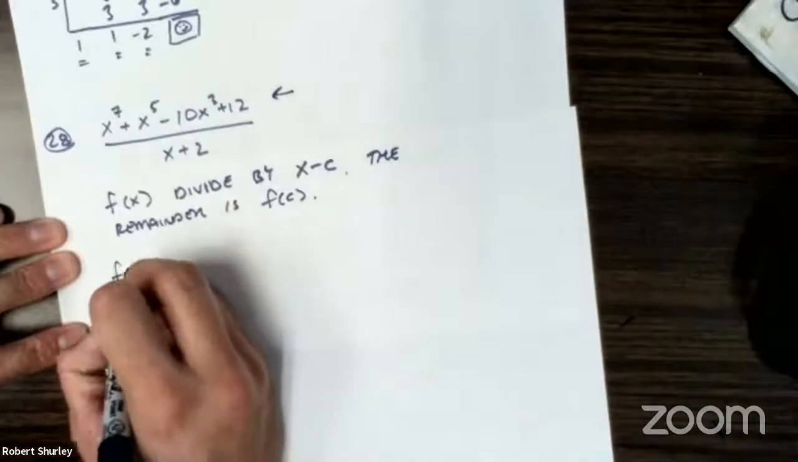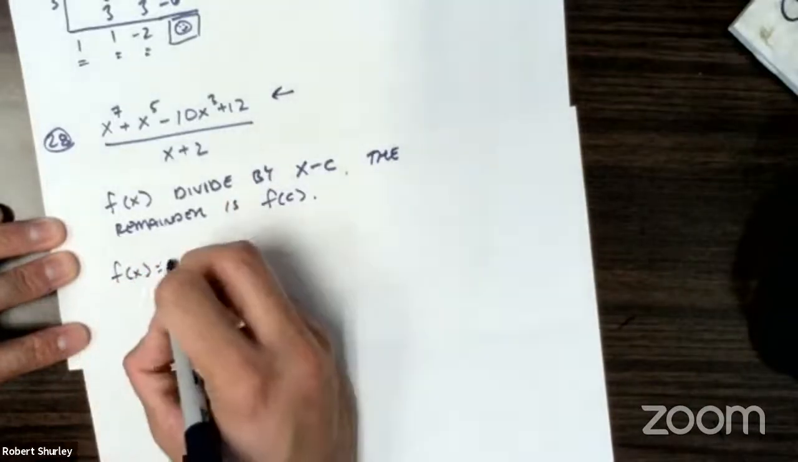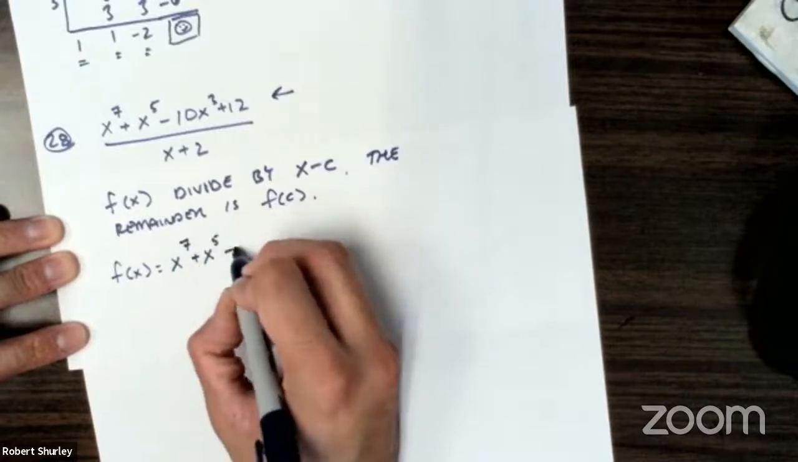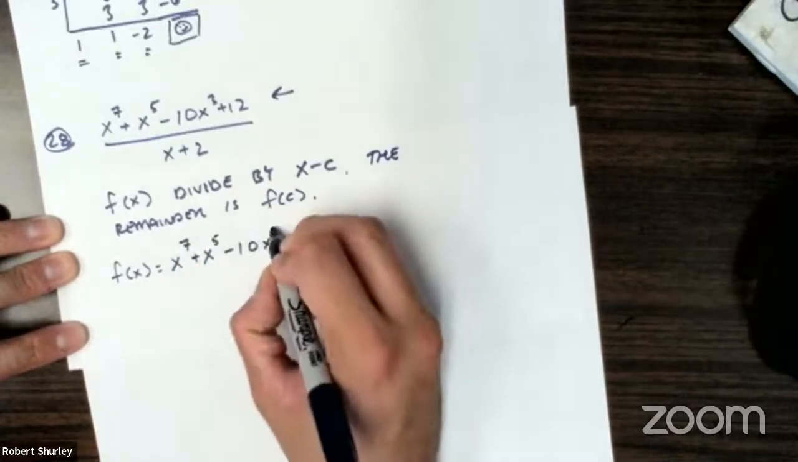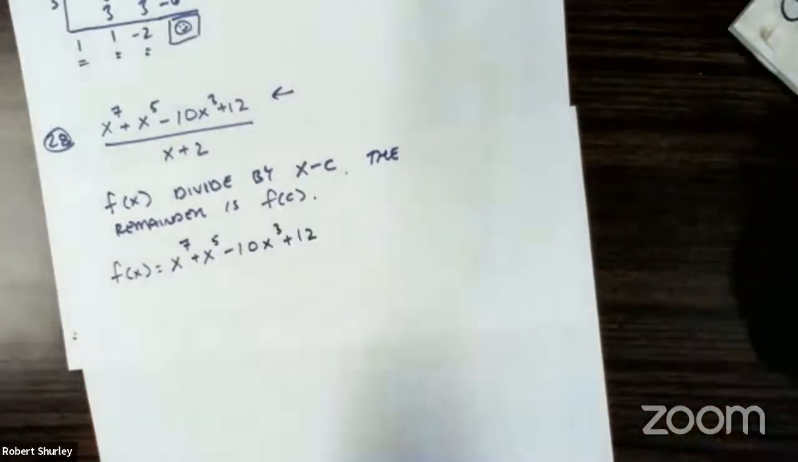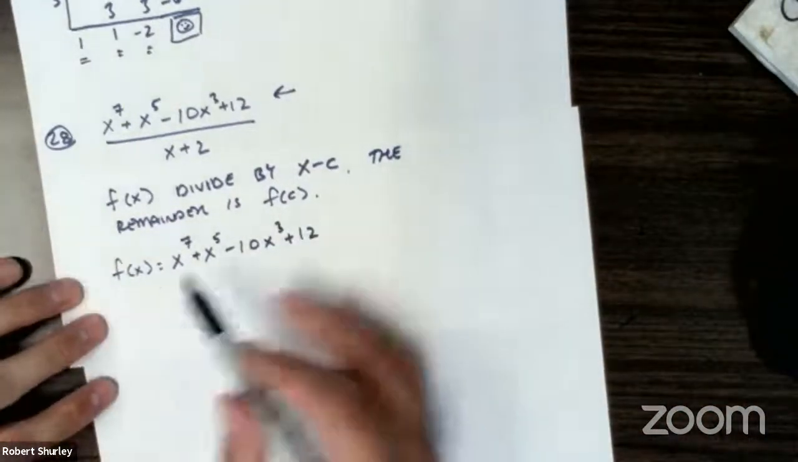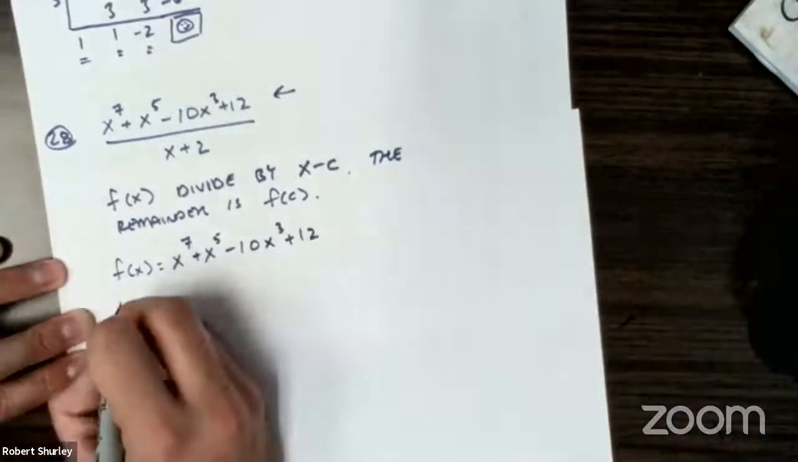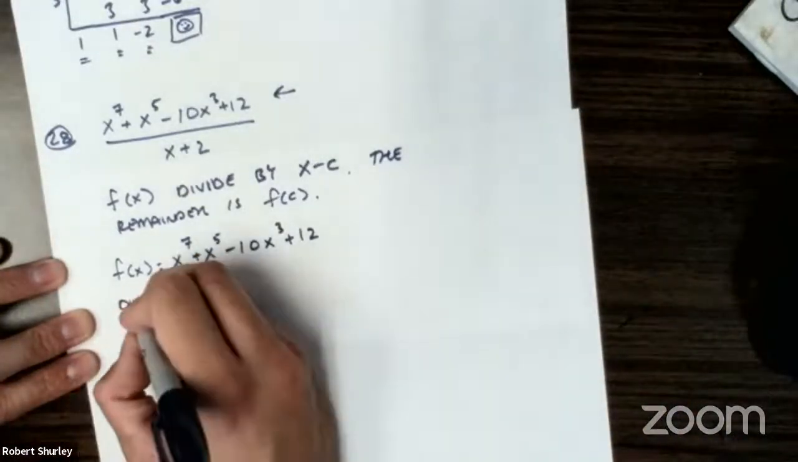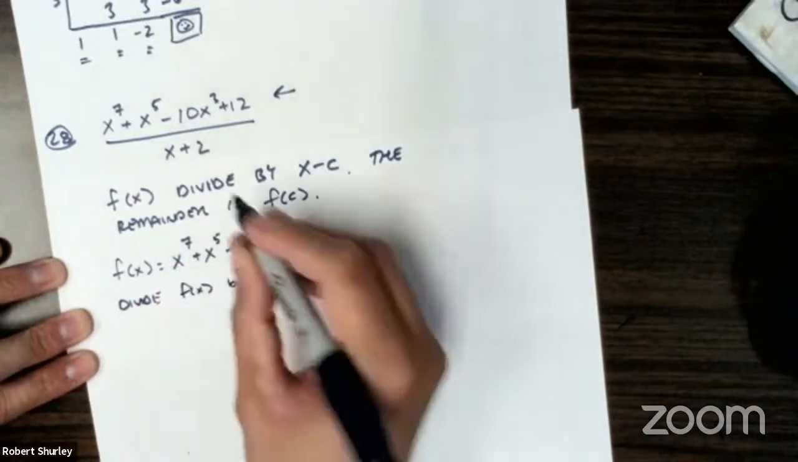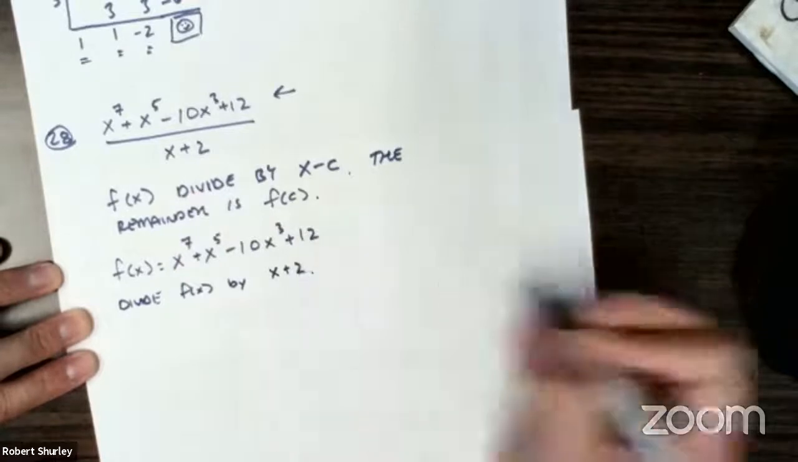Let's say this was actually a function. We'll call it f of x: x to the 7th plus x to the 5th minus 10x cubed plus 12. So instead of it being a dividend right now, it's just a function. We've got this function, and we want to divide f of x by x plus 2, okay?